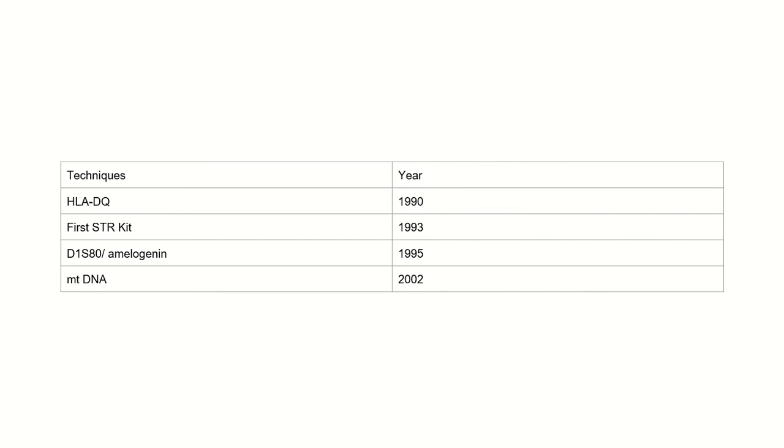The various techniques and the year of their discovery are: HLA-DQ 1990, first STR kit 1993, D1S80 or amelogenin 1995, mitochondrial DNA 2002. HLA-DQ is human leukocyte antigen, and STR is short tandem repeat. Amelogenin is used for identification of whether it is a male or a female. There is a 6 base pair difference between the two. We'll discuss it in unit number 10. mtDNA is mitochondrial DNA.